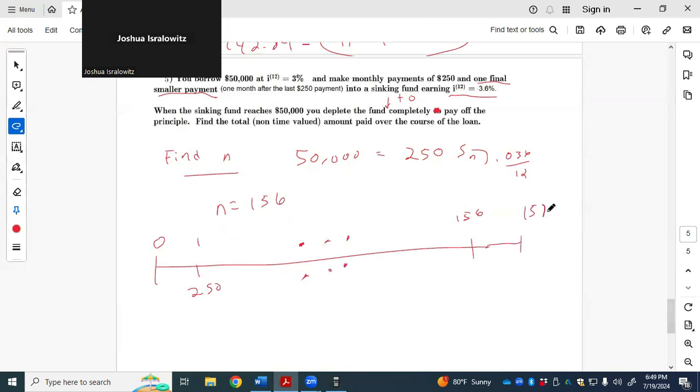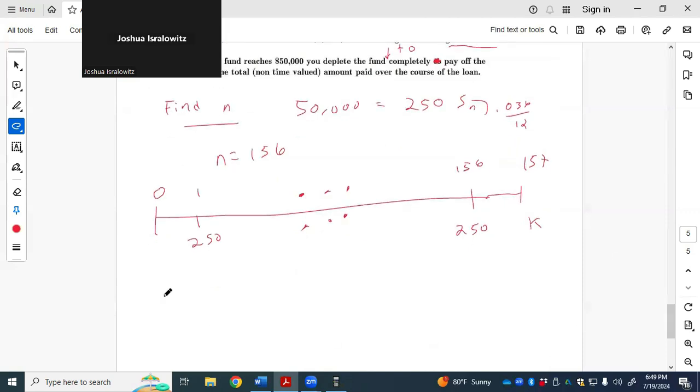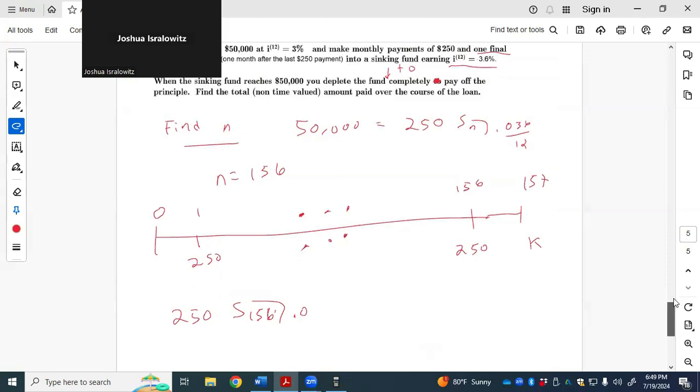Right, so this is the number of 250 payments we have. I don't know what we call this, doesn't matter. Okay, so you gotta be a little careful. So this is 156. Some people just did 156 times 250.